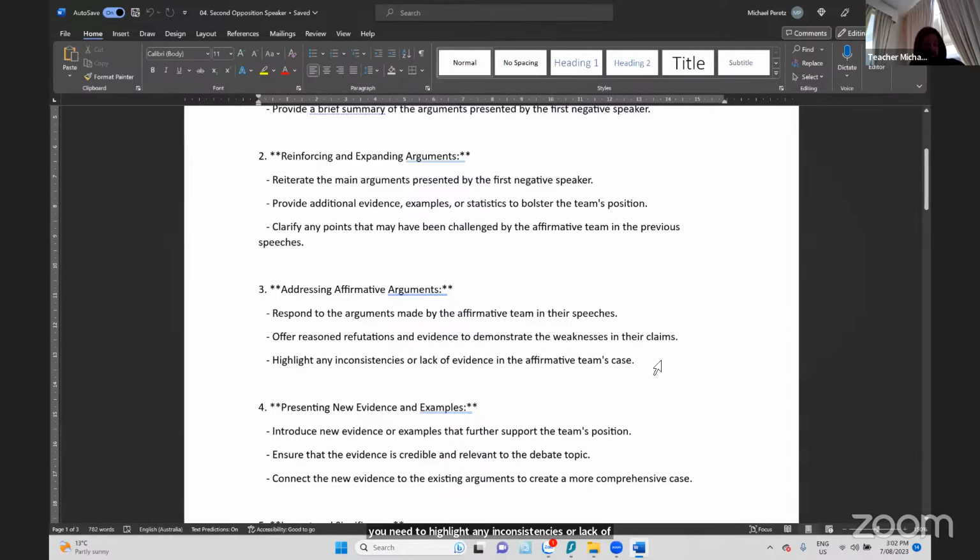So this is where it's important to pay attention to what the other team says, because if you notice that they didn't provide evidence for one of their arguments, or you notice that something they've said just doesn't make sense and you want to challenge it, this is your time to do that.